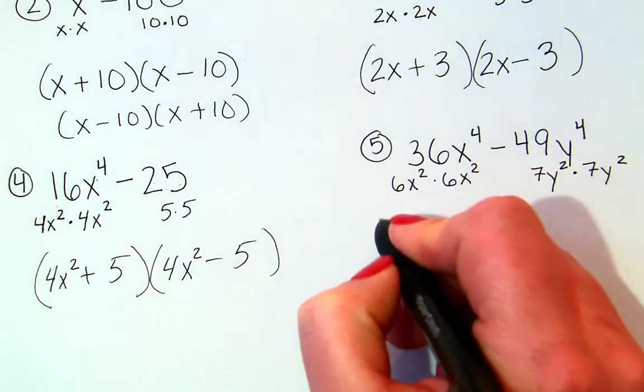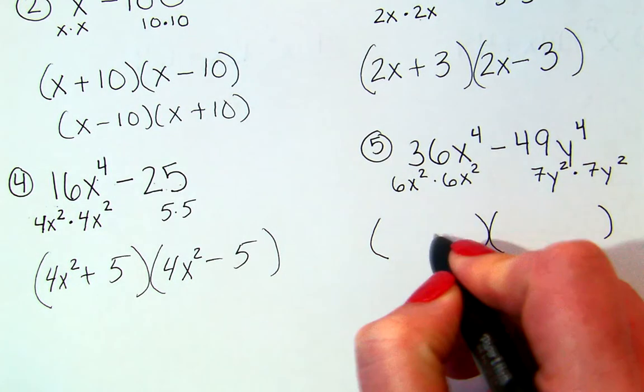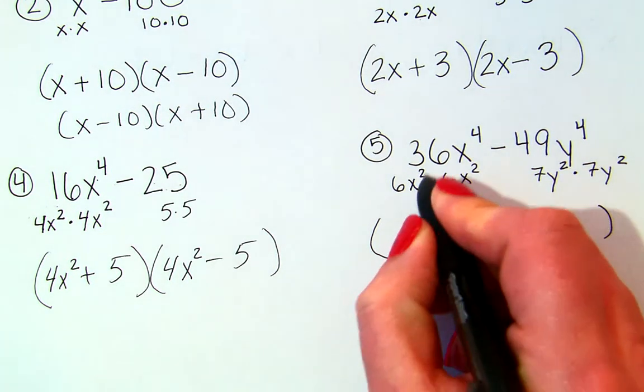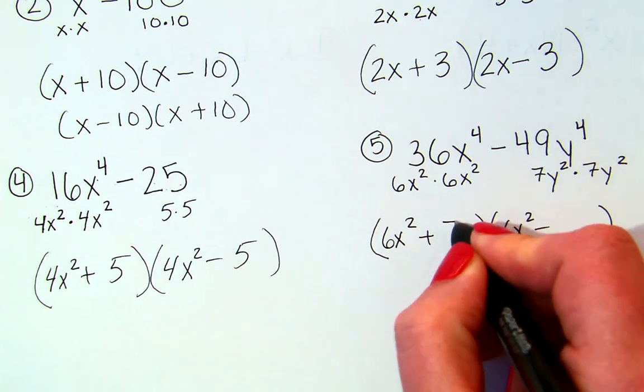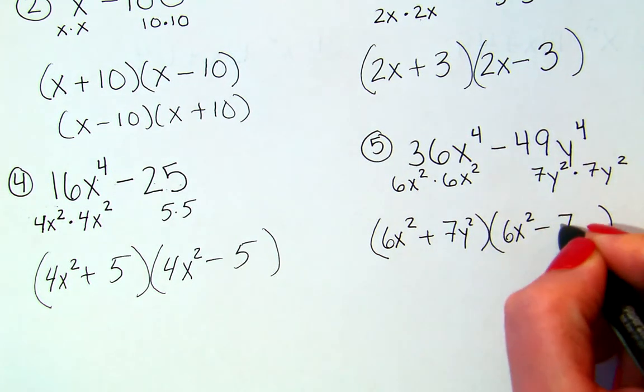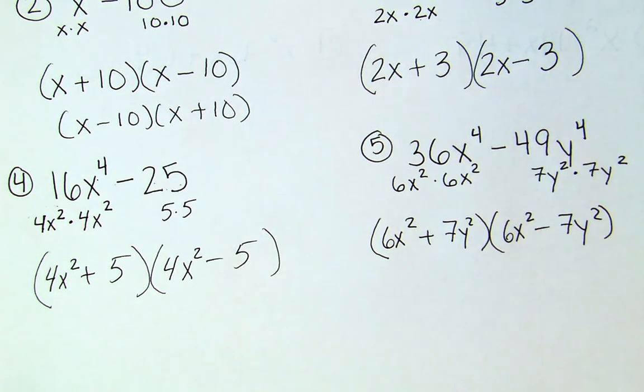All right, so let's write this out. I have two sets of parentheses. One's a plus, one's a minus. Take our 6x squared, place it in the front. And then we take our 7y squared and place it at the back. And we are factored.